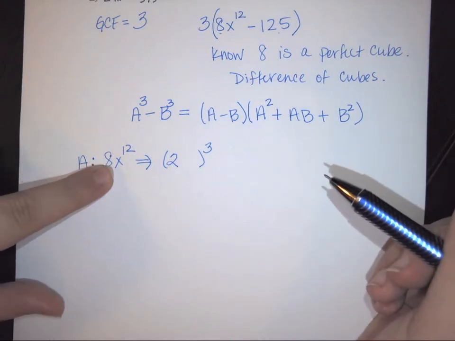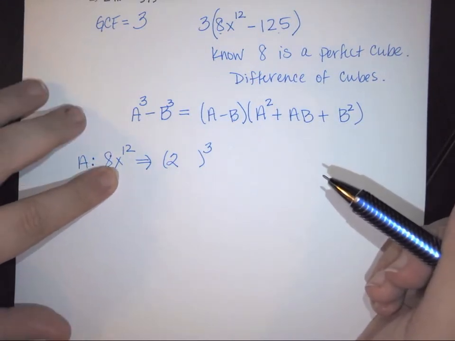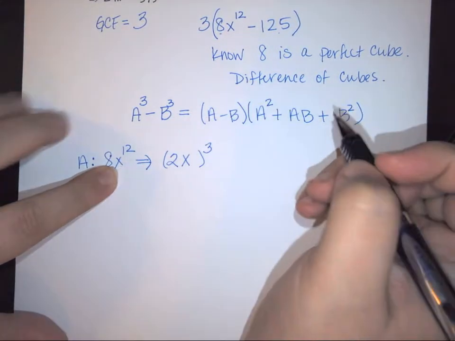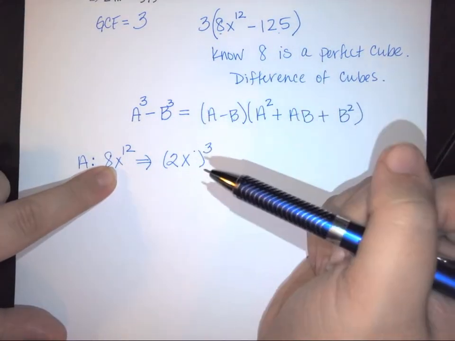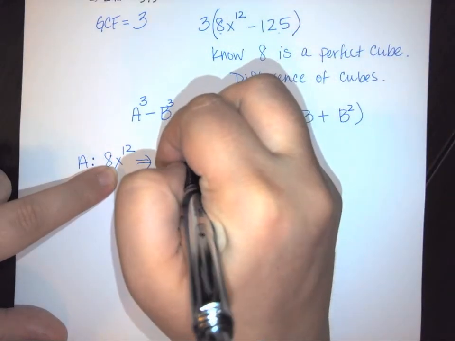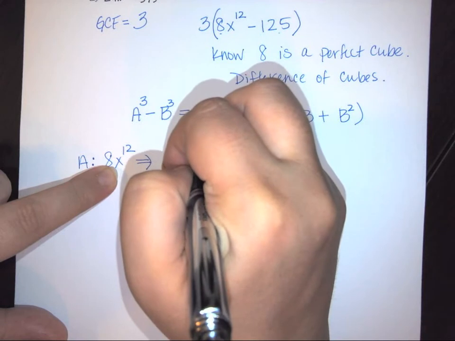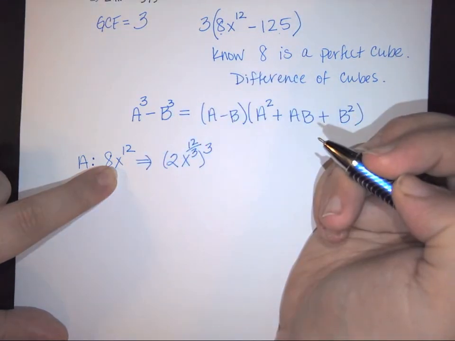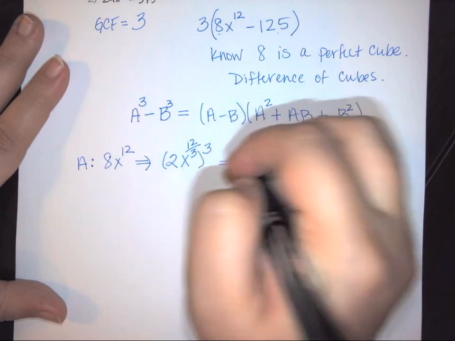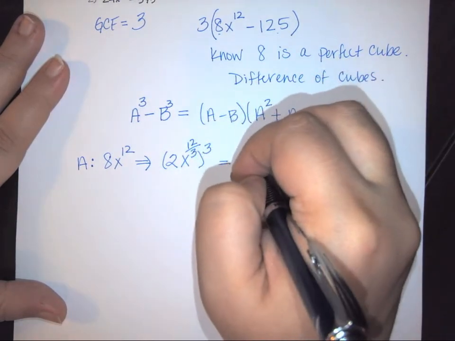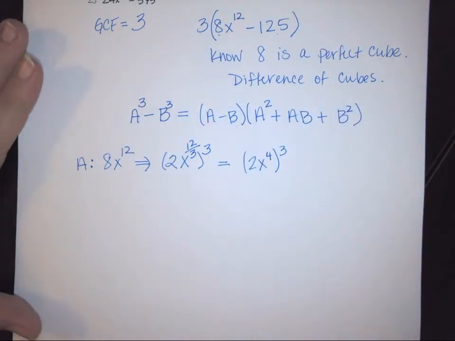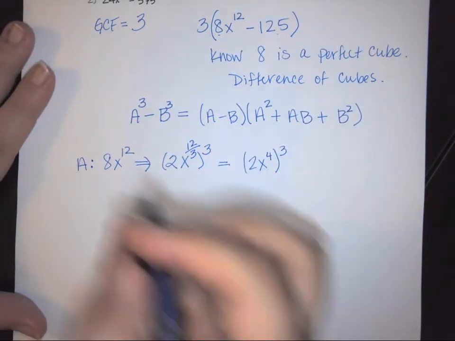So I need to look at my variable here. So the way I determine what it has to be is I know it's going to be an x. But to determine what this exponent is, says that I have to take what my current exponent was and divide it by what I wanted on the outside. Well, 12 divided by 3 is going to give me 4. So this is really going to be 2x to the 4th and cubed it. And notice I have my first cubed term.